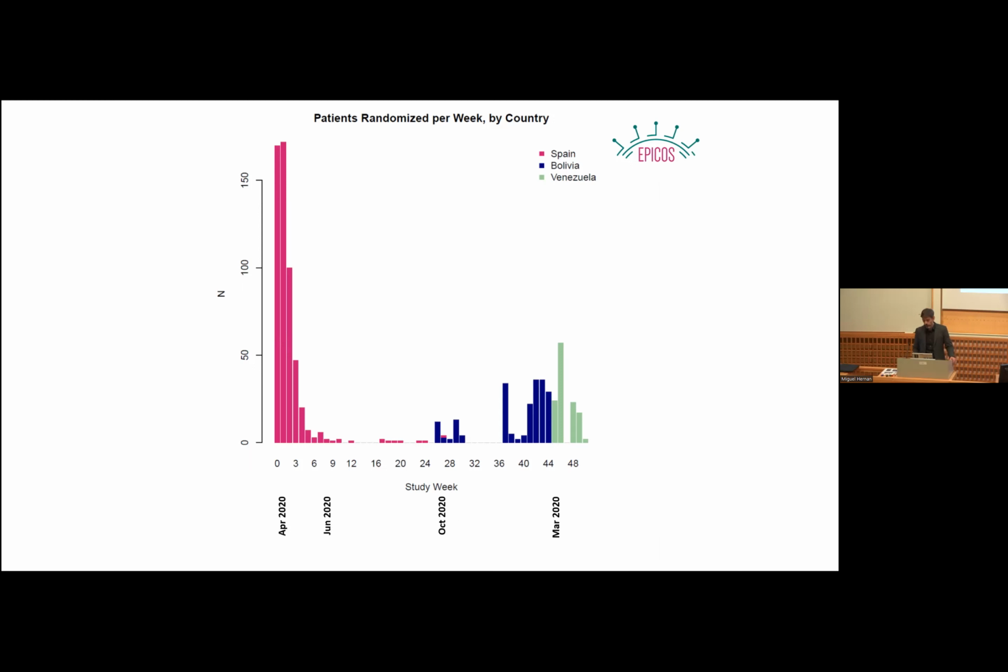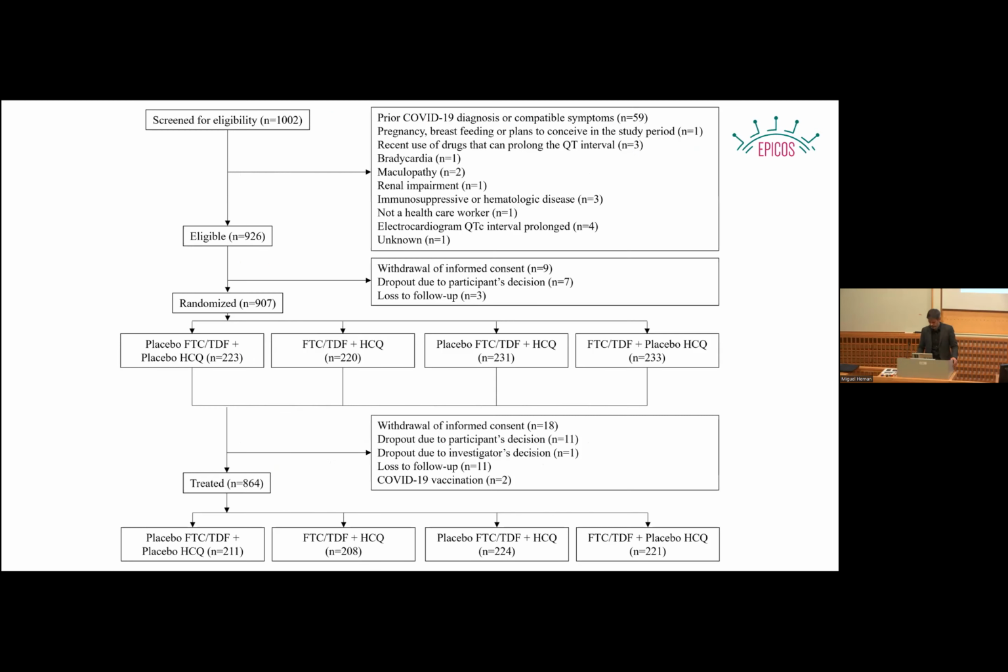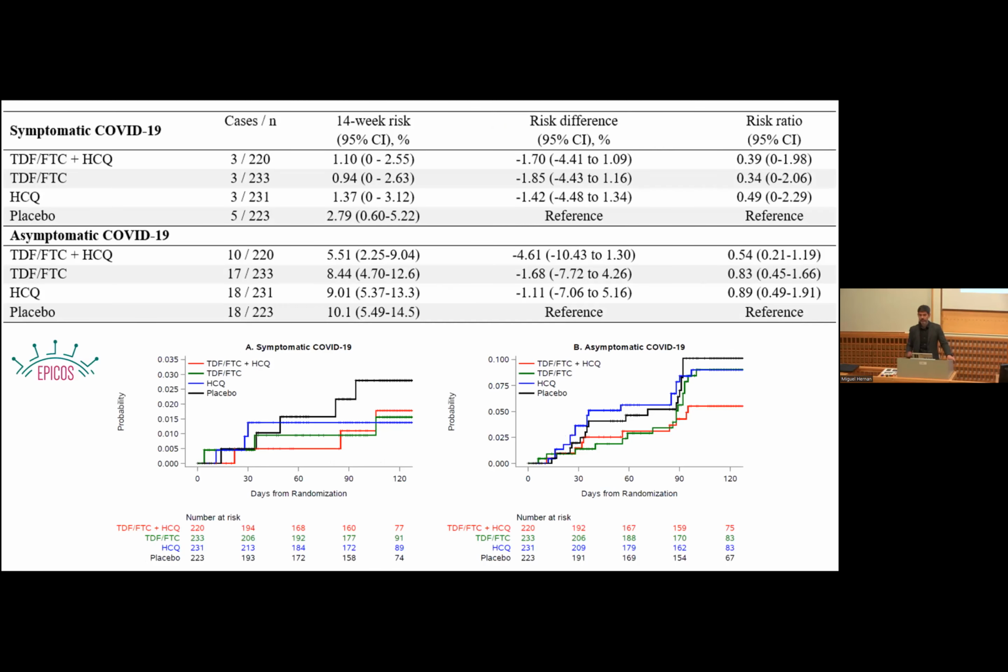So the trial was supposed to have 4,000 people, 1,000 in each arm. It ended up with 900 people, which is a very large trial, but not enough for the outcome that we were looking at. For pre-exposure prophylaxis trials, you need a lot of people. So we ended up with about 200 people in each arm. And these are the results. It's very non-informative because we ended up with 3 cases of COVID-19 in each of the active treatment arms, only 3 cases.